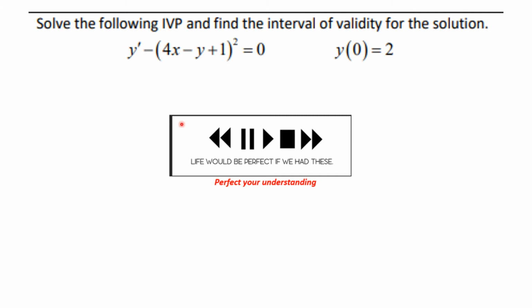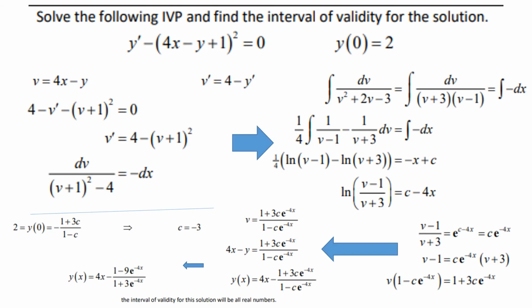I'm going to ask you to do it this way. Let v be 4x minus y without the 1. You can do it the other way, but this might even be cleaner. Let's see how you did.